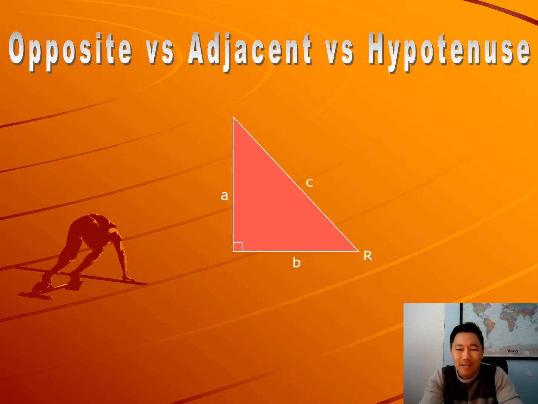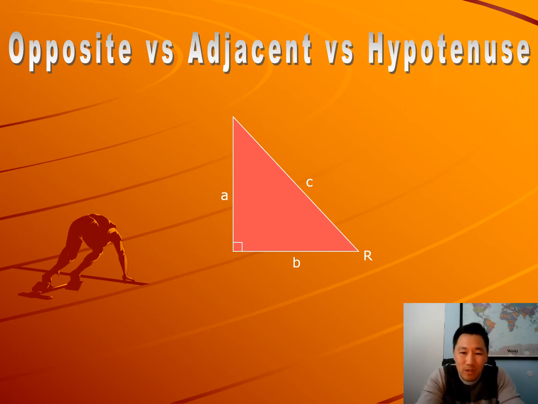All right, let's take a look at this triangle. It's a right triangle. Today we're going to only deal with right triangles. We have some sides, side A, side B, side C, and then I have an R. That's going to stand for an angle.